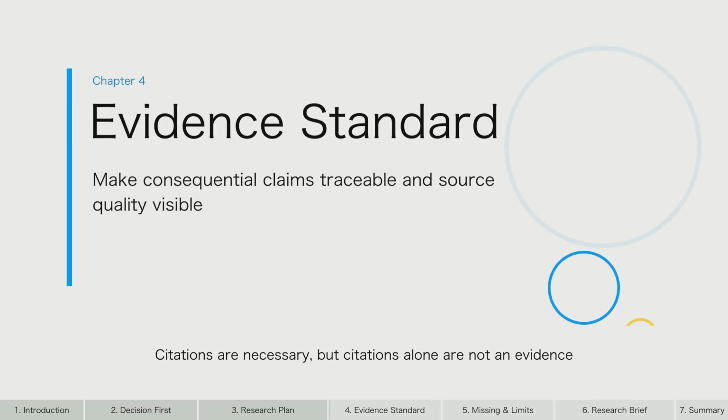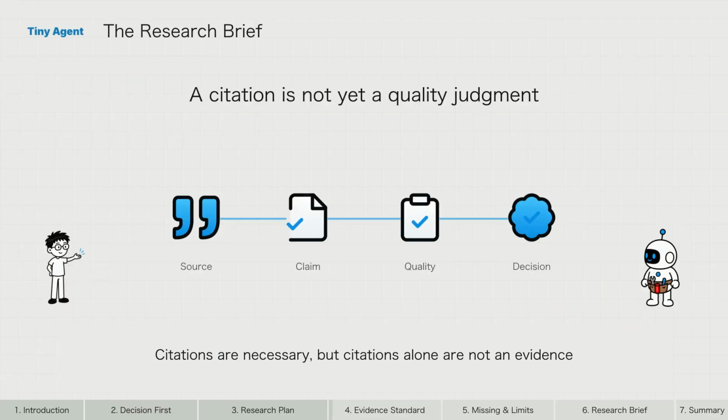Citations are necessary, but citations alone are not an evidence standard. A link proves where a statement came from. It does not prove that the source is authoritative, current, independent, or relevant to the claim being made. Require citations for consequential claims and ask for a source quality check when accuracy matters. The reviewer should be able to open the evidence, see the publication date, understand who produced it, and judge whether its method fits the conclusion.